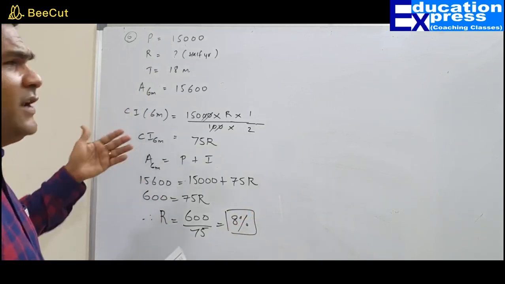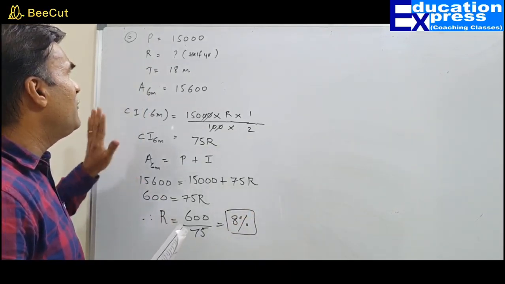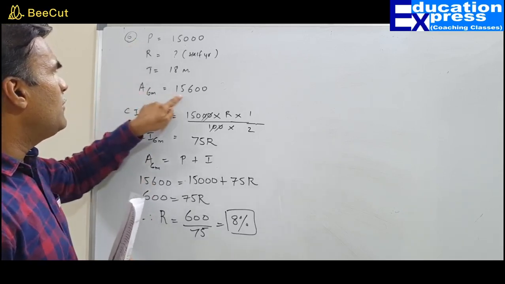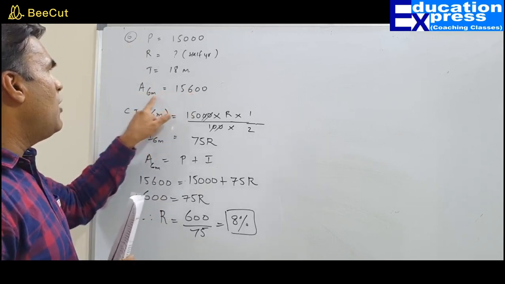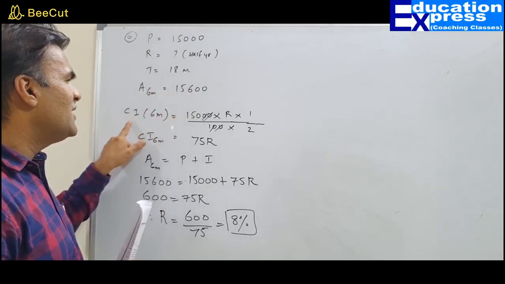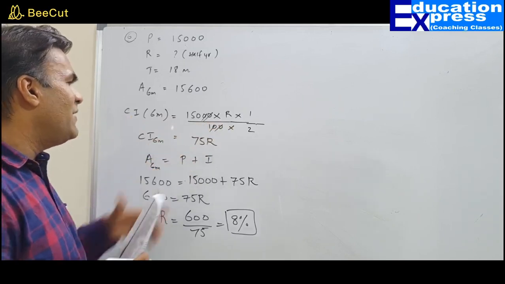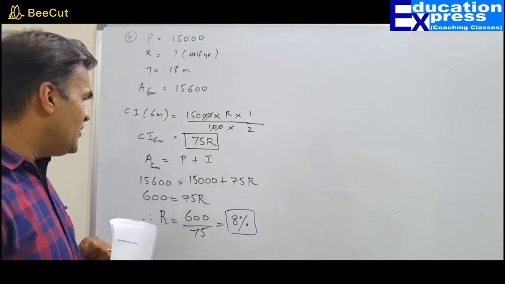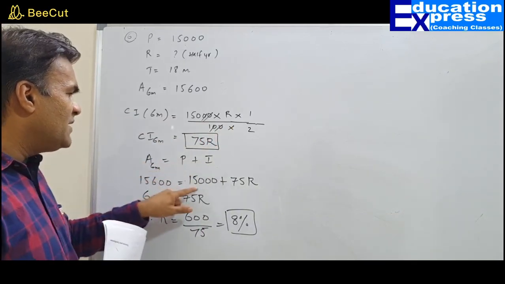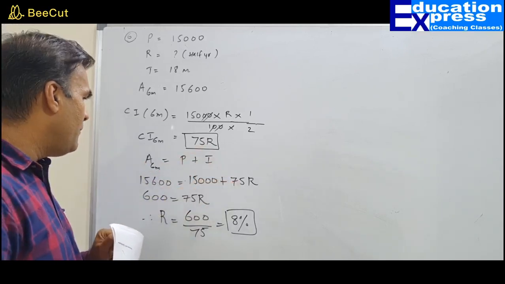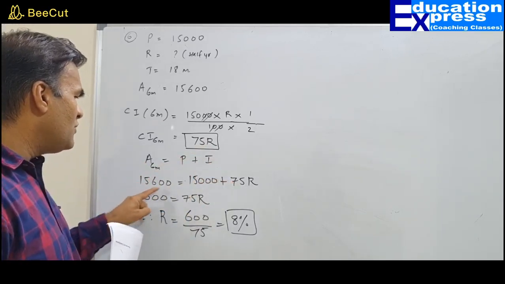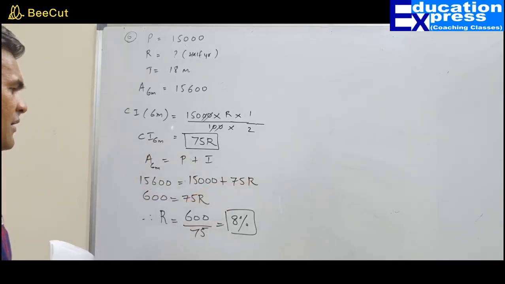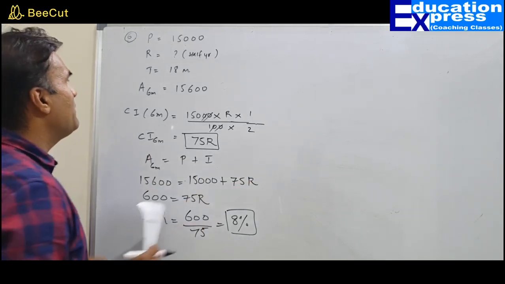So, same way what we did for Mohit, we are doing the same thing for Geeta as well. Geeta invested 15,000. After 6 months, she got 15,600. Since the amount is after 6 months, we are finding interest for 6 months. Interest for 6 months is 75 R. So amount equals to principal plus interest. Amount is substituted. P is 15,000. Interest is 75 R. When I shift this 15,000, 15,600 minus 15,000 becomes 600, which is equal to 75 R, and we got the value of R, which is 8%.